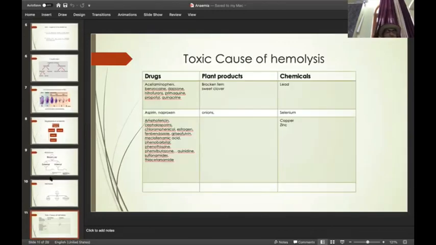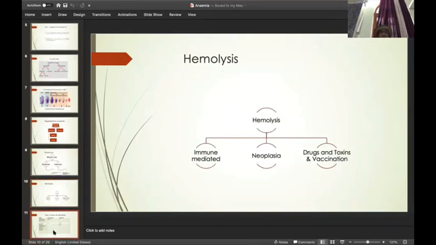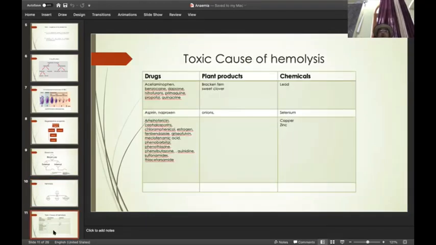I have given here a chart of different toxic causes of hemolysis. You see some of the drugs we have discussed. For example, acetaminophen. Which drug is acetaminophen, very famous in the market? Paracetamol toxicity. Okay, so this toxicity is very, very important.